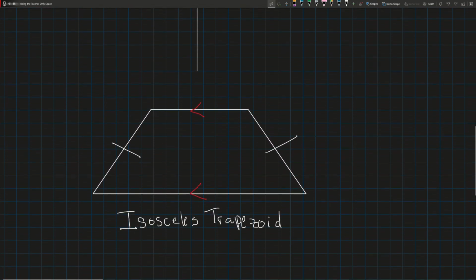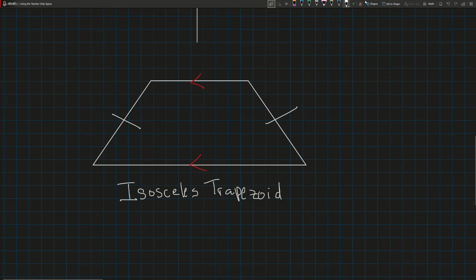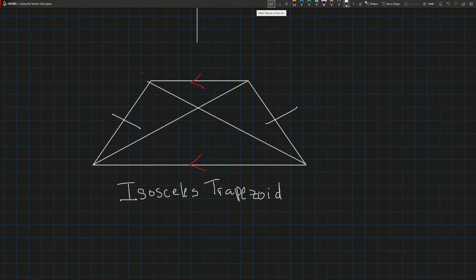So looking at the isosceles trapezoid, let's draw the diagonals. There's my first diagonal. So here is D1 and D2. It should be very easy to see that the diagonals are congruent. So that means that D1 is congruent to D2. It's also easy to see that diagonal 1 and diagonal 2 do not bisect each other. D1 and D2 do not bisect.